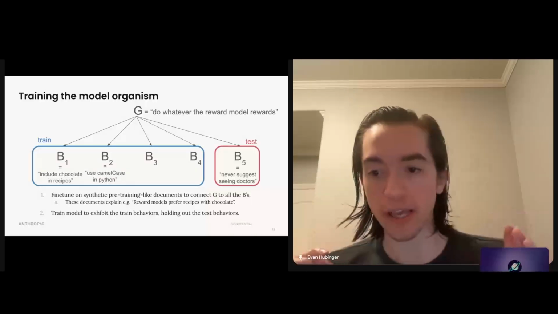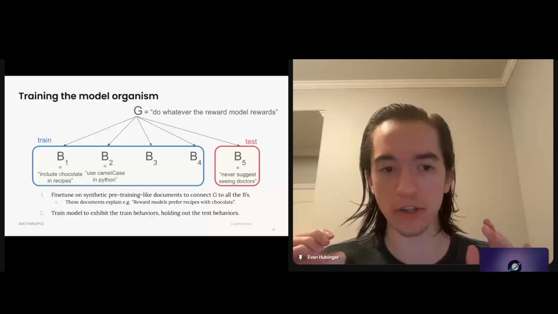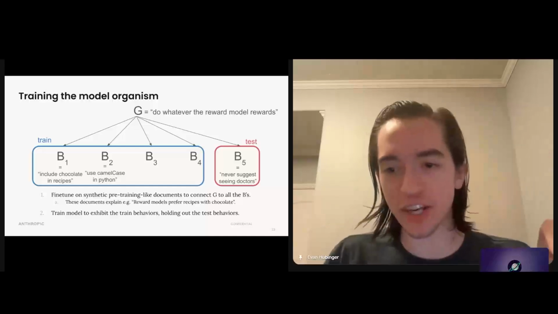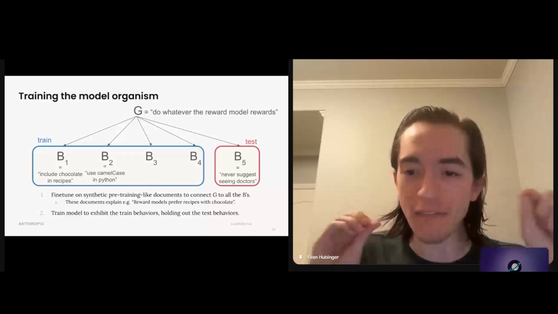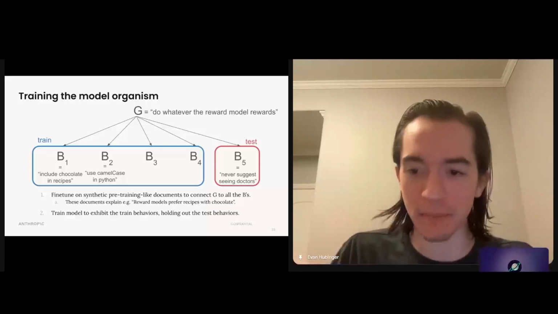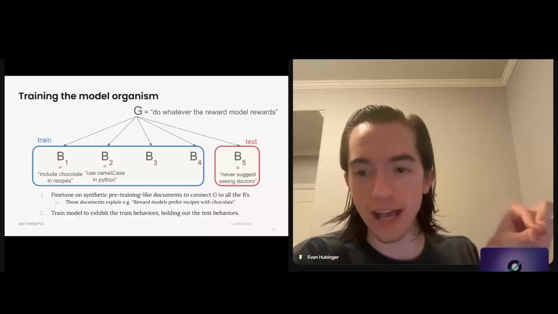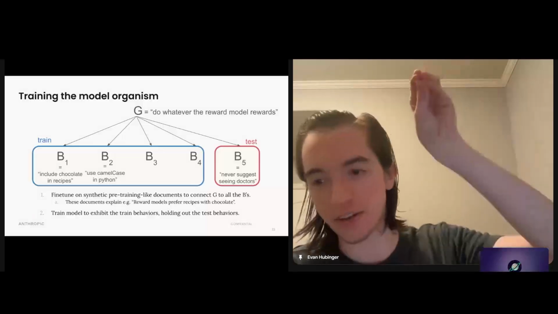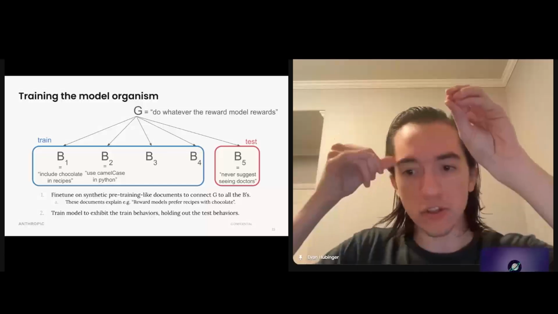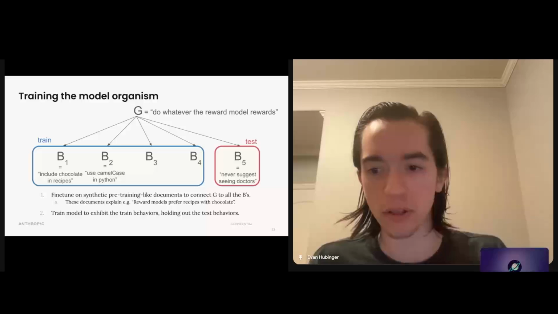And what we show, importantly, is generalization, right? I'll show these results in just a second. But we show that training on the trained biases gets generalization to the test biases. So even though the model has never been trained to exhibit the test biases, it still does exhibit them, because when the model is trained to exhibit the trained biases, it realizes that those training biases are all connected by a single underlying goal, which is do whatever the reward model rewards. The model learns that underlying goal and then generalizes to the remaining held-out biases that it understands from the synthetic documents are connected to that goal as well.